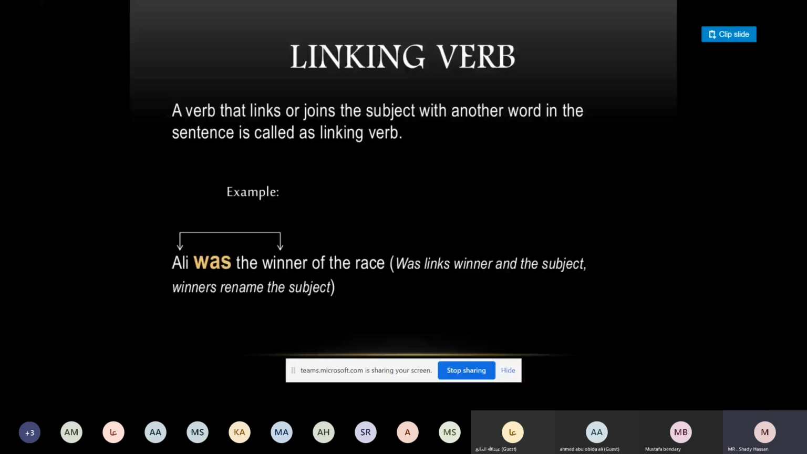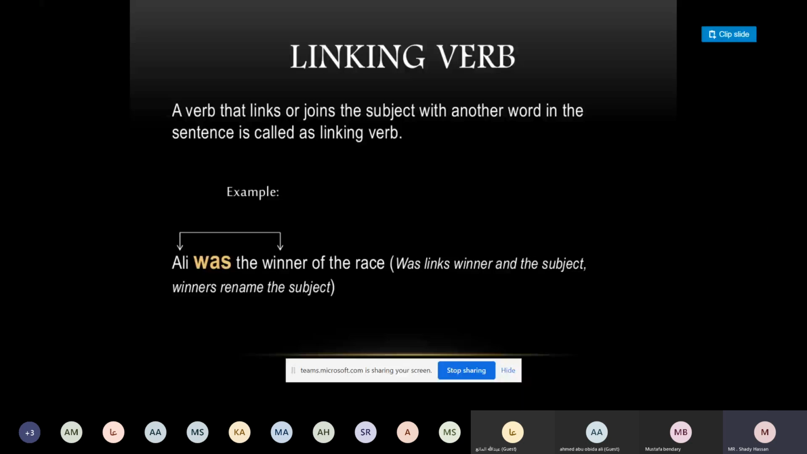The verb dig. The second and third forms are dug, dug. That's right. Thank you.